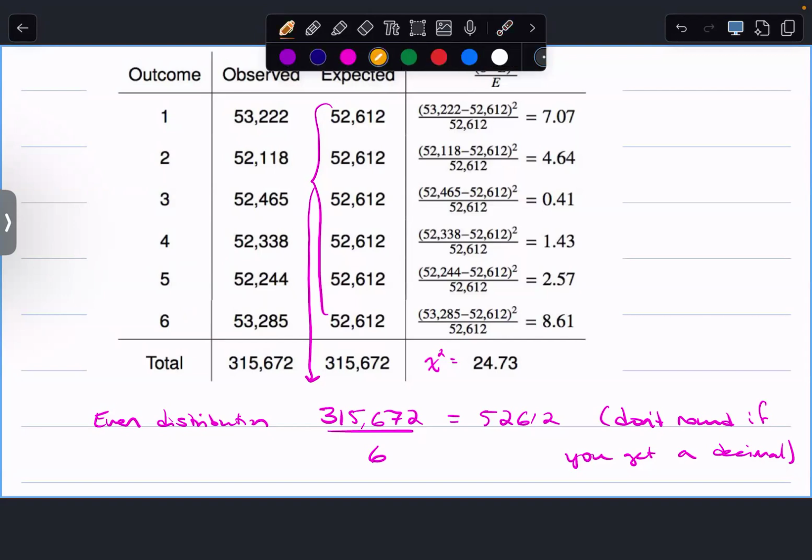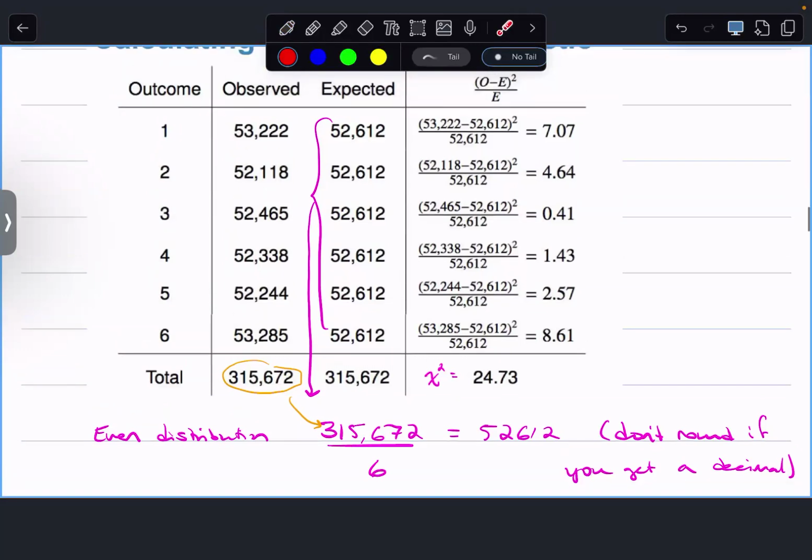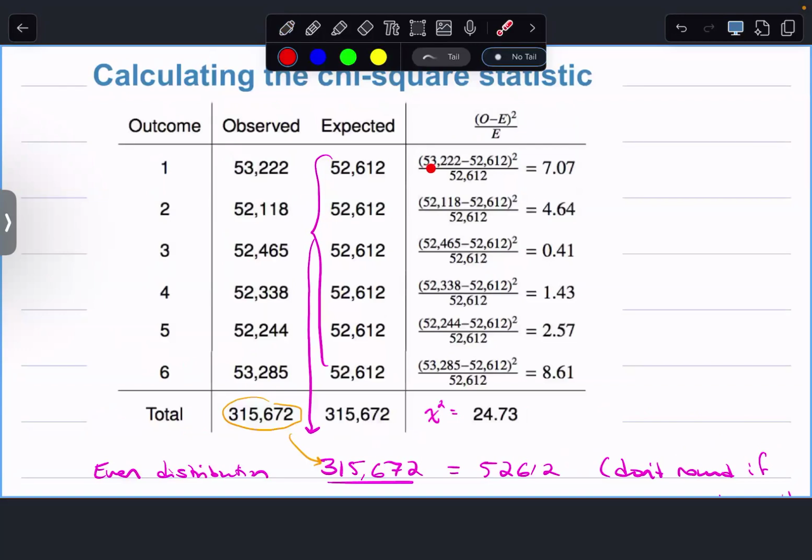Now, this, of course, came from here. So I take my observed total and I split it the way I hypothesize. And in this case, an even distribution is what I hypothesize. And so that's why they're all the same expected count. Then next to it, it's work and it's tedious, but it's not hard, right? You just kind of need to get into the groove of things and take the observed count minus the expected count, right? The observed minus the expected, then square it, and then divide it by the expected count. And then you get a number.